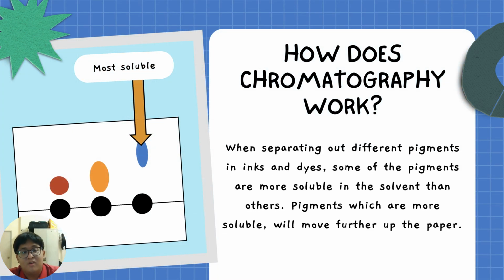How does chromatography work? Chromatography is used to separate different pigments or colors found in inks and dyes. When the liquid solvent moves up the paper, it carries the pigments with it. However, some pigments dissolve better in the liquid than others. The pigments that are more soluble will travel the fastest and move furthest up the paper, like the blue spot on the right side of me.